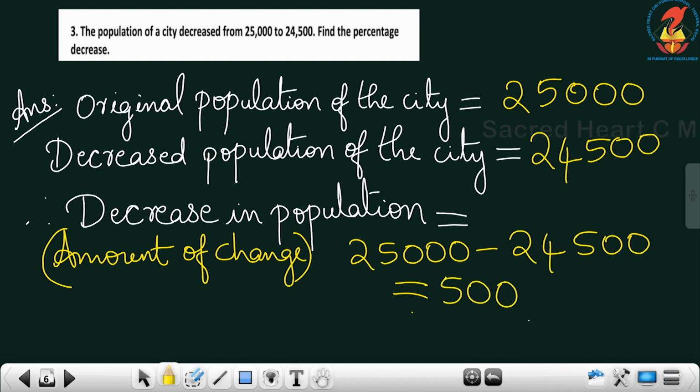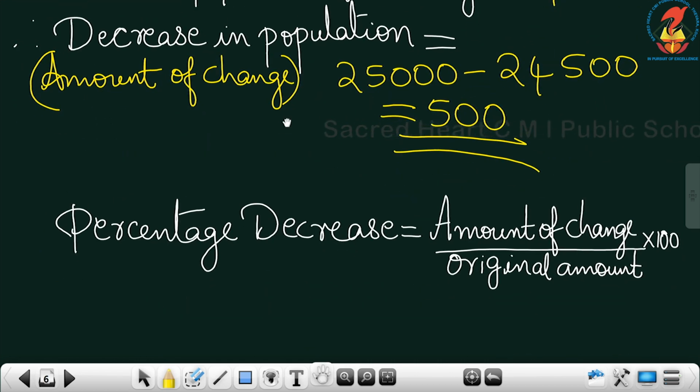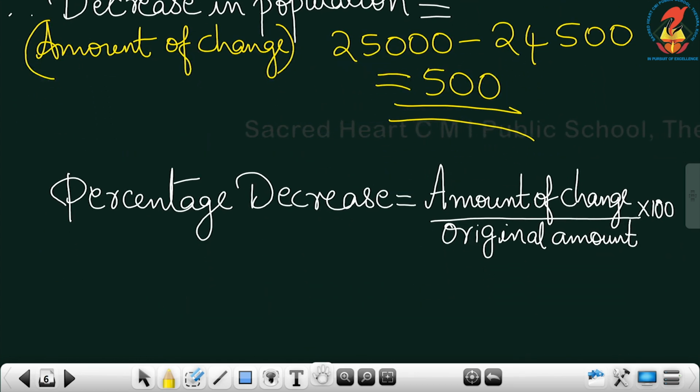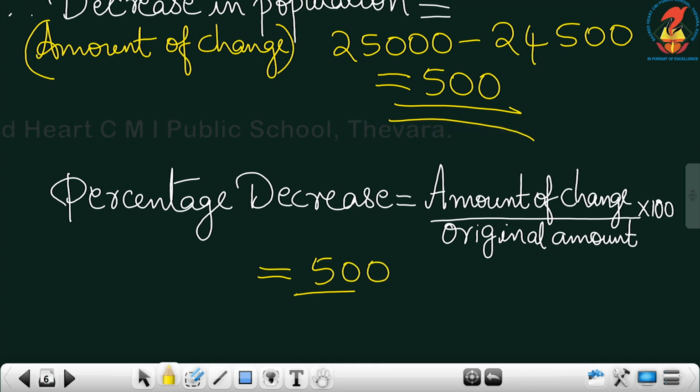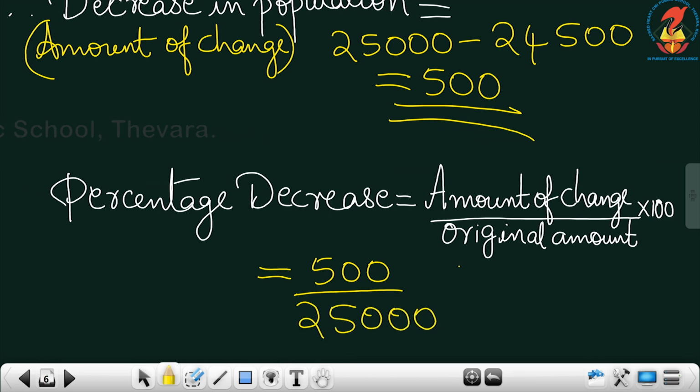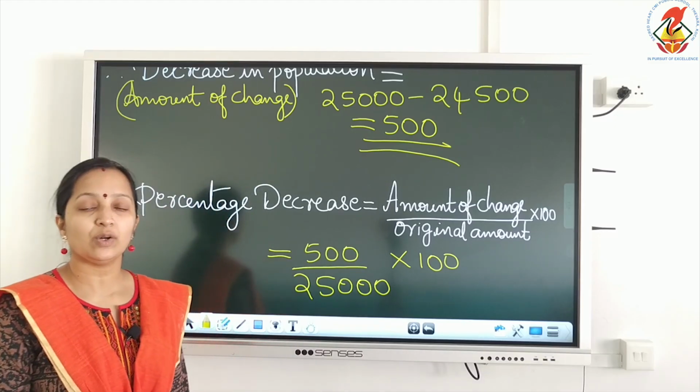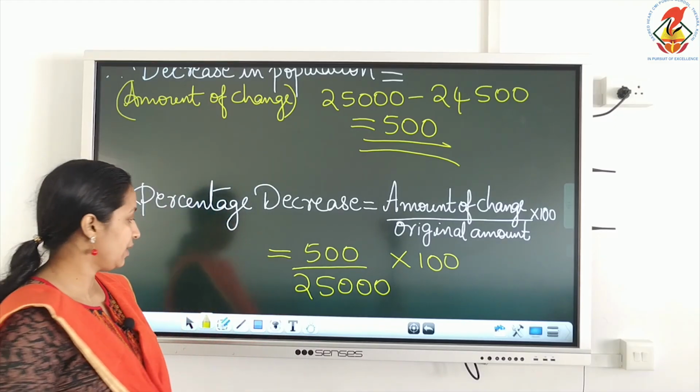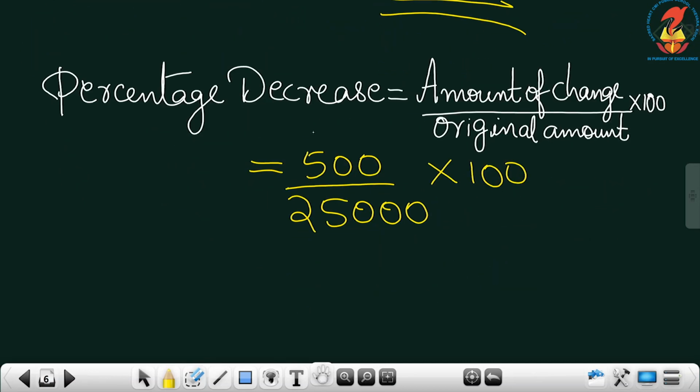And we have to find the percentage decrease here. What is the formula, children? Amount of change by original amount into 100. So here the amount of change is 500, divided by original amount, which is 25,000, into 100. Now just solve it.